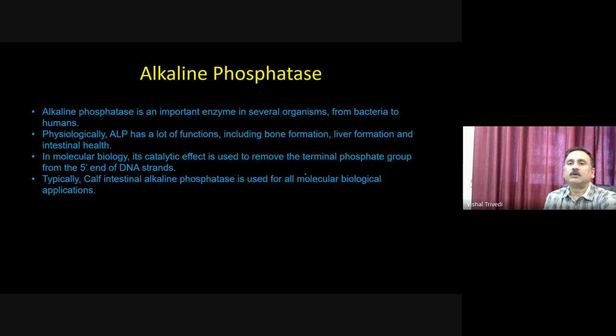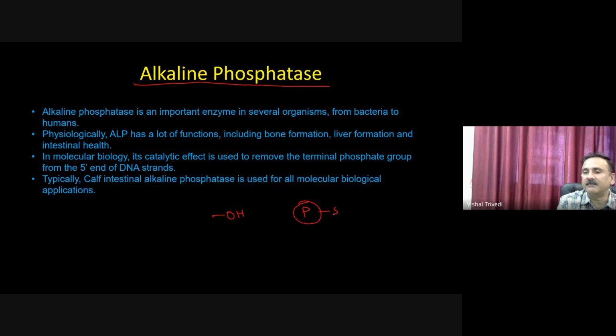Apart from this, we also require some other kinds of enzymes which are required only for doing molecular biology manipulations. One such enzyme is alkaline phosphatase. So remember that the nucleotides are going to have either the OH on the 3' end, or you can have the phosphate on the 5' end, right?